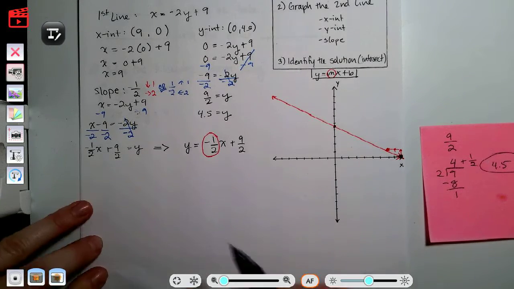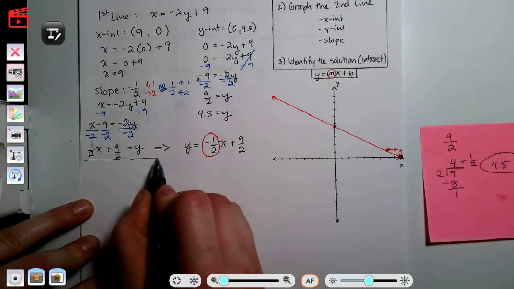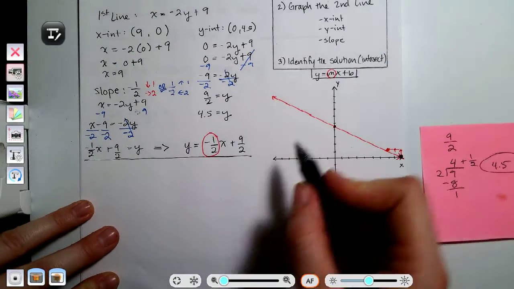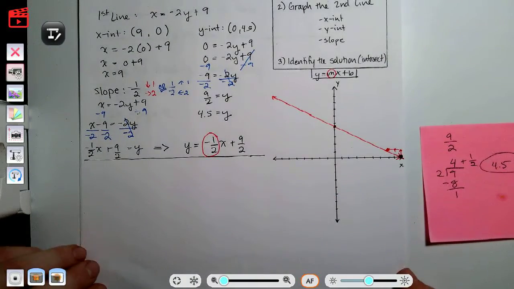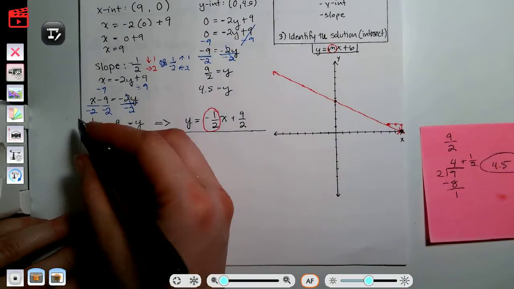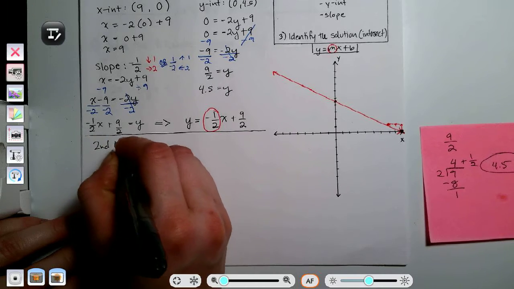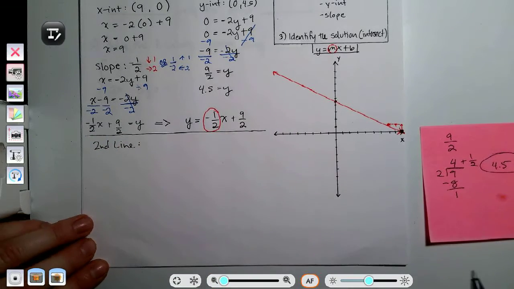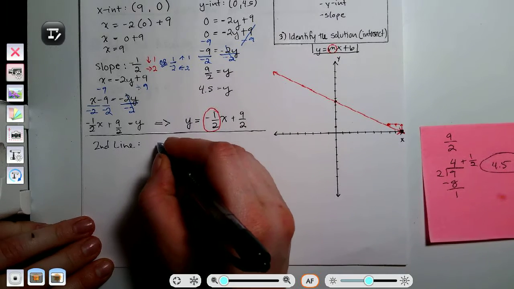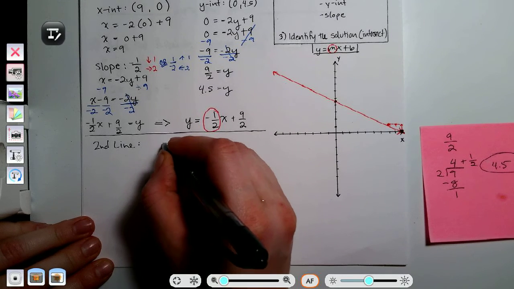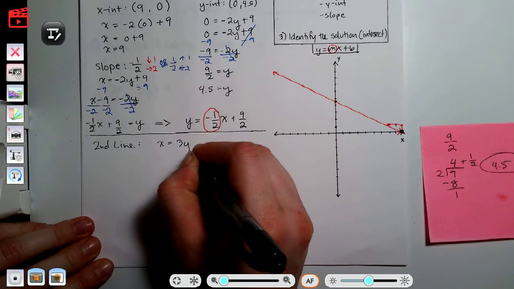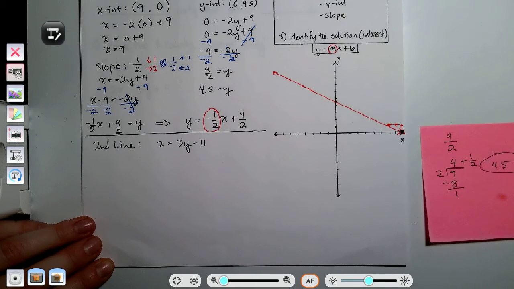All right, so let's go ahead and find the 3 pieces of information for my other line. See if we have room here. So the second line. I'm just going to go through this one because we've already done an example. So my second line is x equals 3y minus 11. I'll call this one the blue line.